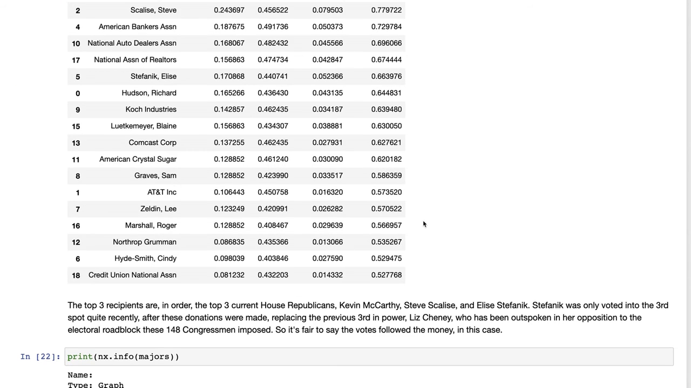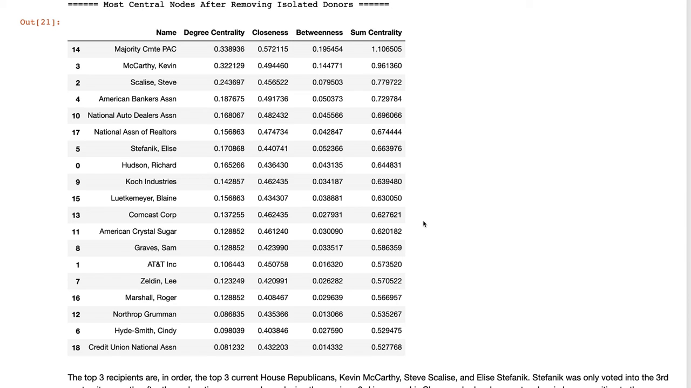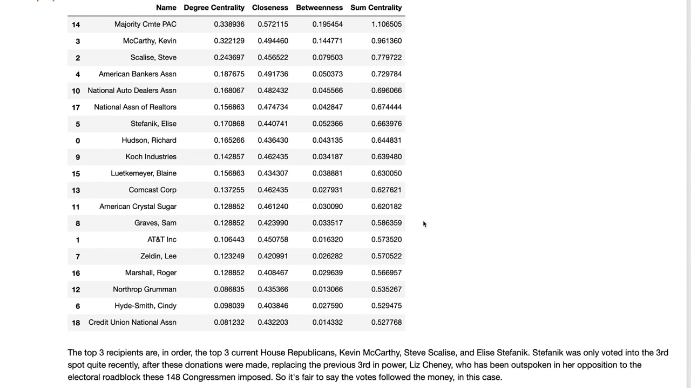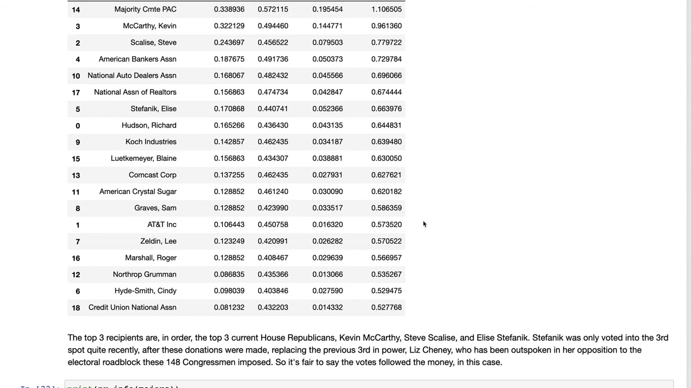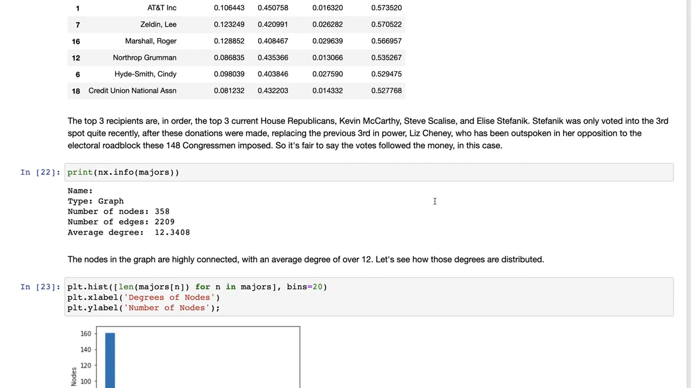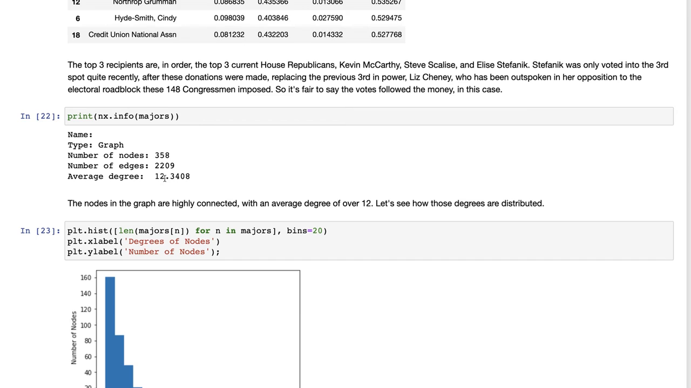And they removed someone who did not object to the electoral process, who was Liz Cheney. And so this group is very tightly knit ideologically, and the money definitely led the way for the vote of Elise Stefanik into the third position in power. There's over 12 degrees on average for this resulting tight-knit group.